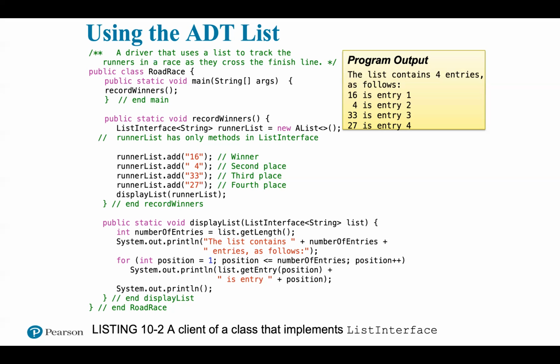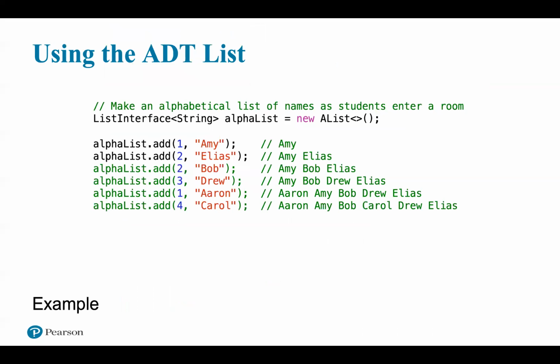You could remove the latter restriction by revising the header of the method as follows: public static <T> void displayList(ListInterface<T> list). Now the list passed to the method can contain objects of any one class. So we'll have a couple of examples here.